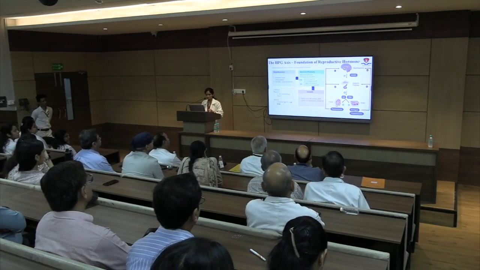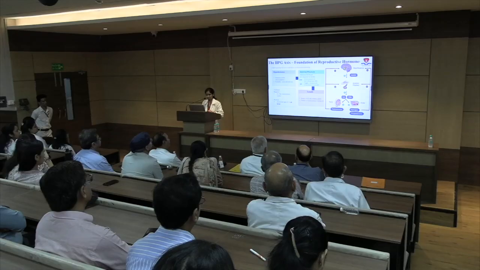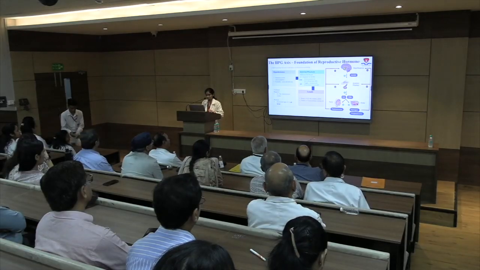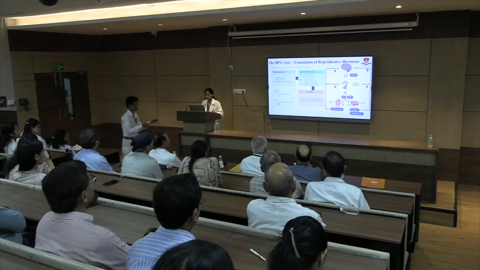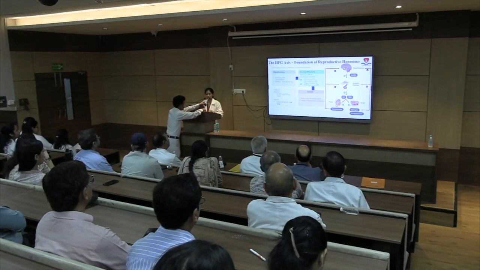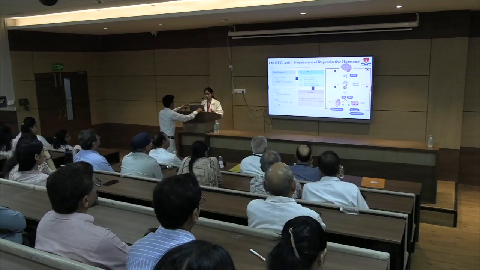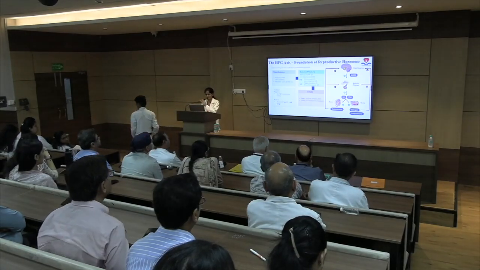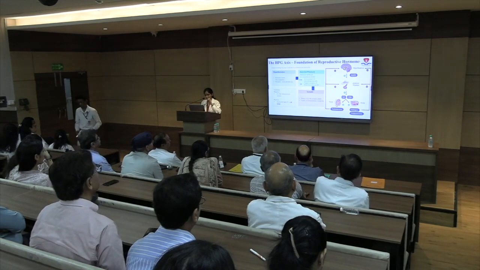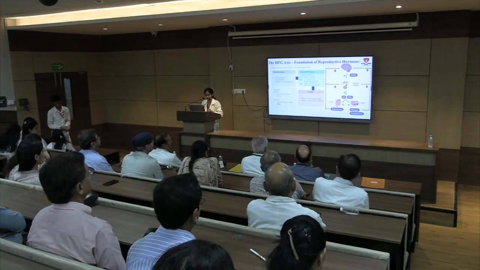The HPG axis has already been discussed, so I'll just provide the details which have not been discussed yet. As we can see, the GnRH is released from the hypothalamus. It is a decapeptide which is secreted in a pulsatile manner every 60 to 90 minutes. It acts on the anterior pituitary to release LH and FSH, which act on the ovary to release estrogen and progesterone, and on the testes to release testosterone.